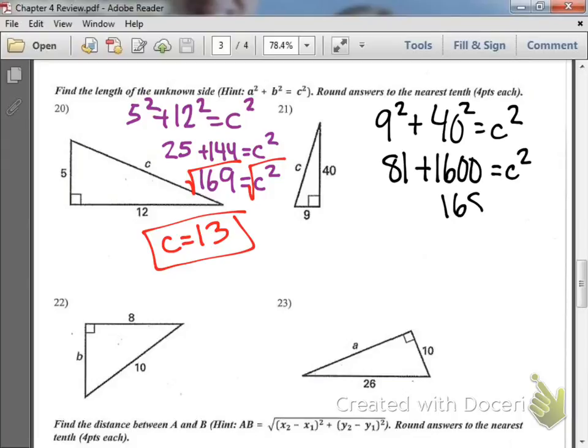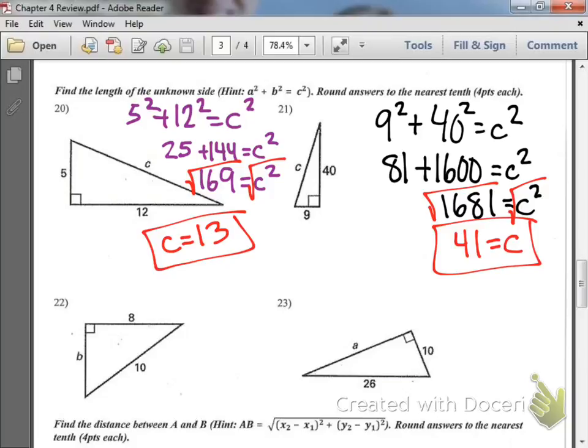So, anyone know what c is? I'm just doing the math for you. This is something you can do in the calculator. 41 is our c, and that makes sense because it's bigger than 40, so we're good.